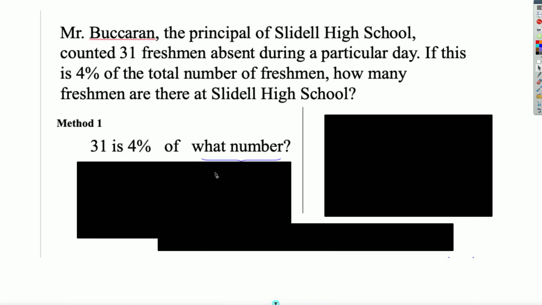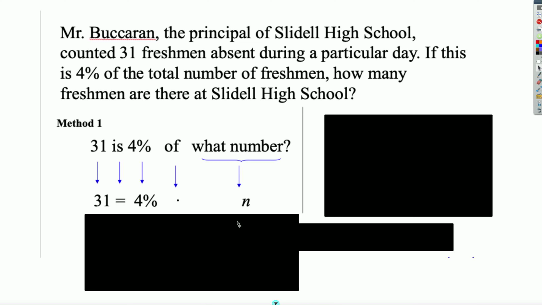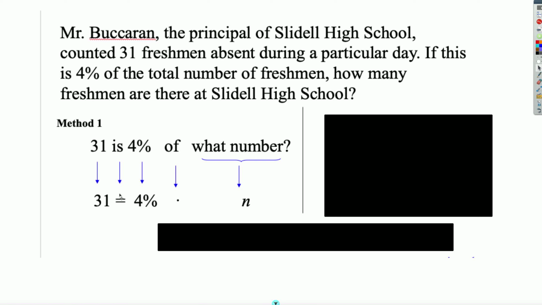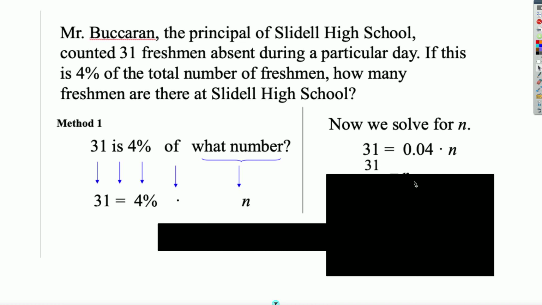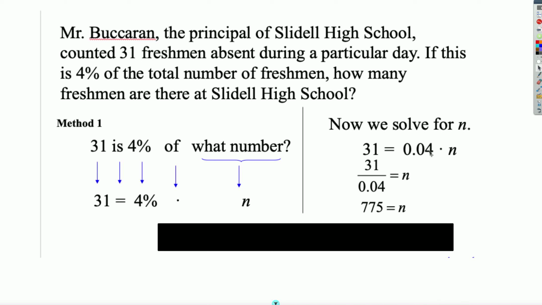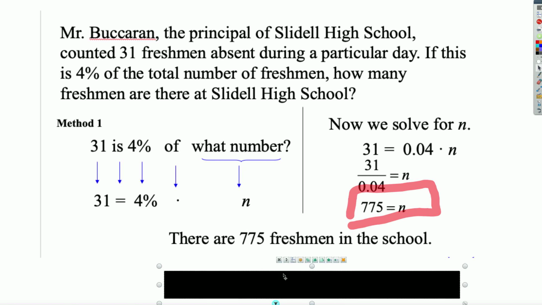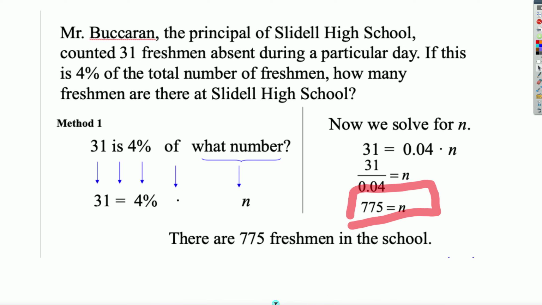So I'm thinking my answer should be much more than 31. So first I'm going to write it out. 31 is 4% of what number? So I'm saying 31 freshmen is 4% of what total freshmen? Now I'm going to change that 4% to 0.04. And I divide both sides by 0.04, and I get 775. So that sounds really good. 775 freshmen in the school. Sounds reasonable.